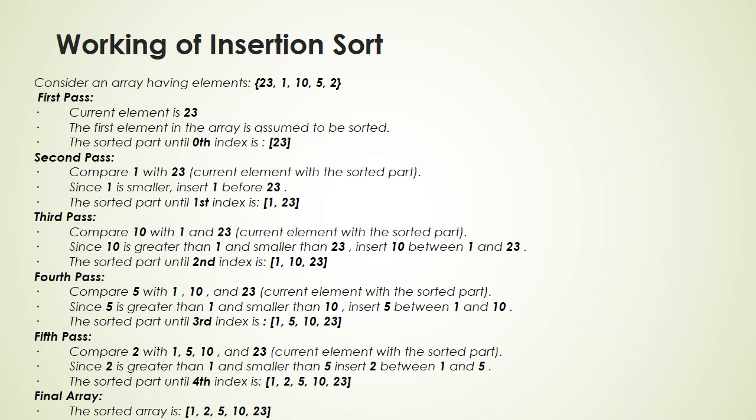Now, in the fifth pass, we have to compare 2 with 1, 5, 10 and 23. This is the element we want to sort, so 2 is compared with 1, 5, 10 and 23. Since 2 is greater than 1 and smaller than 5, insert 2 between 1 and 5. The sorted part until the fourth index is 1, 2, 5, 10, 23. In the final array, we get the sorted array. So we can say that insertion sort will place each particular element at its particular position, and then we check whether it is sorted or not.